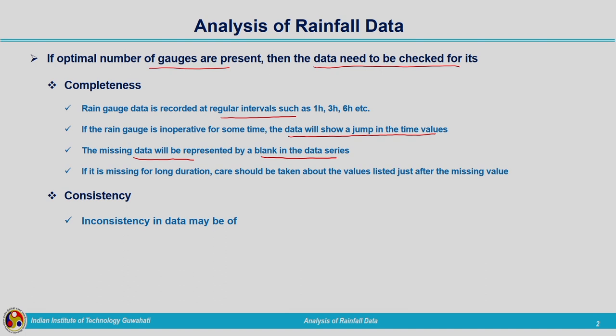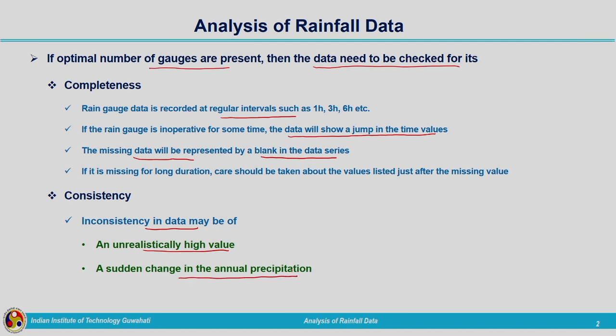The second one is the consistency check. Inconsistencies in data can occur in certain cases. Sometimes it will show unrealistically high values. We may have a rainfall data series for a long period with no blank spaces, but still some data points may contain errors, showing very unrealistically high values, and sometimes a sudden change in the annual precipitation. We are expecting an annual precipitation of a certain value. Beyond that, if there is a sudden jump, increase or decrease in certain years, which was not experienced by us or not recorded, then we need to check the consistency of the rainfall data series.